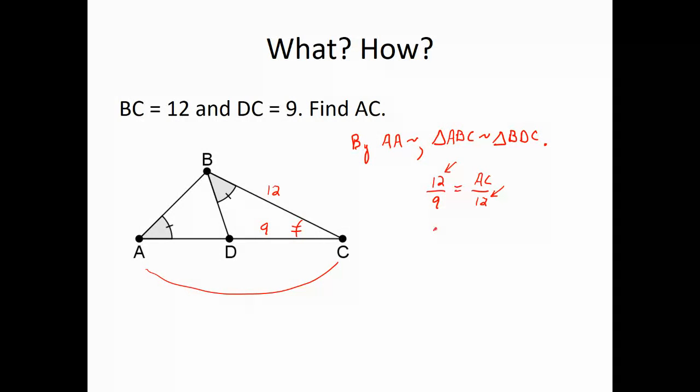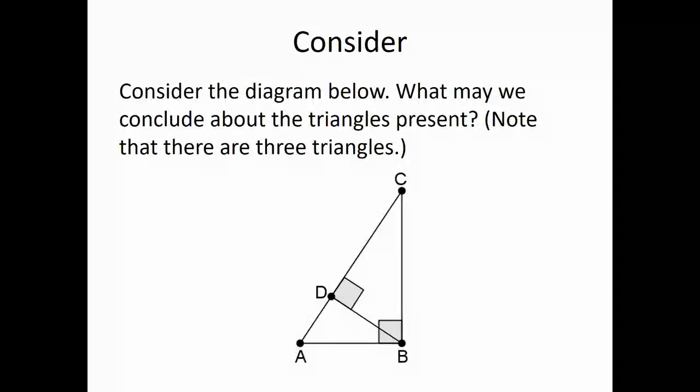Okay, and then if you were to cross multiply, you would have 9 times AC is equal to 12 times 12. And I think I'll pause right there. You can certainly solve this out yourself, but that's how this works. All right, so let's move on to another example.